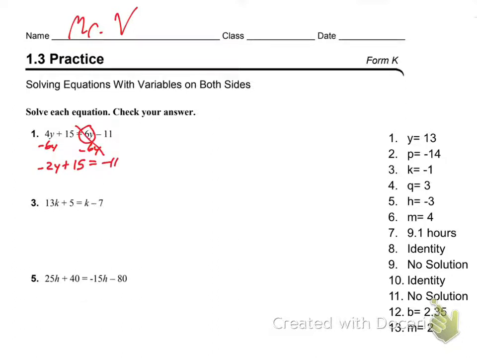Then I want to get the variable by itself. So I want to get this by itself. So I'm going to minus 15 on each side. That leaves me with negative 2y is equal to negative 11 minus 15. So it's going to be a negative 26. I'm going to get y all by itself, so I'm going to divide by negative 2 on each side. And we get y is equal to 13. Check my answer. Good to go.